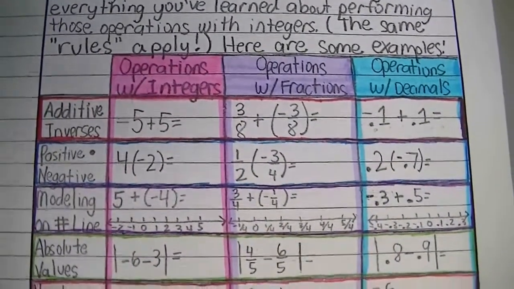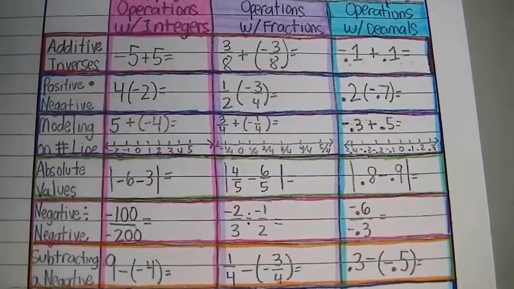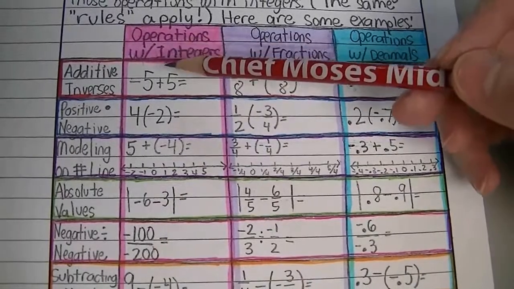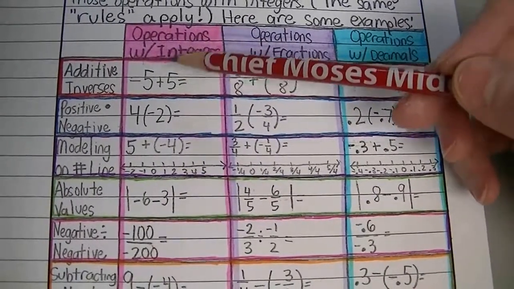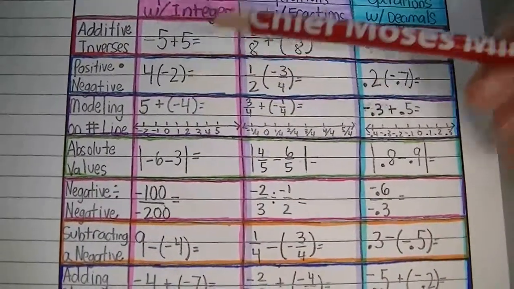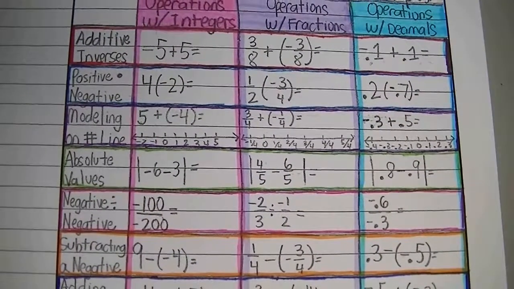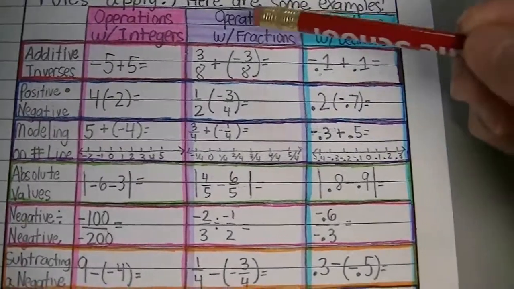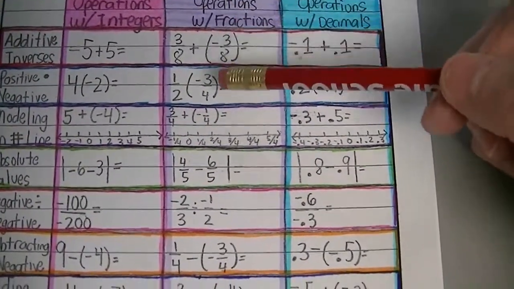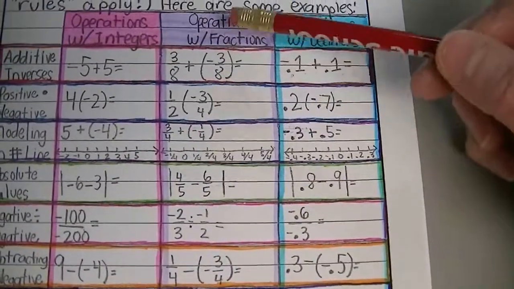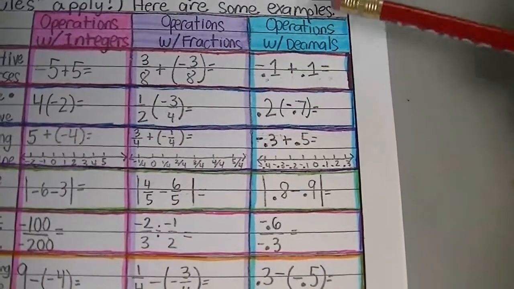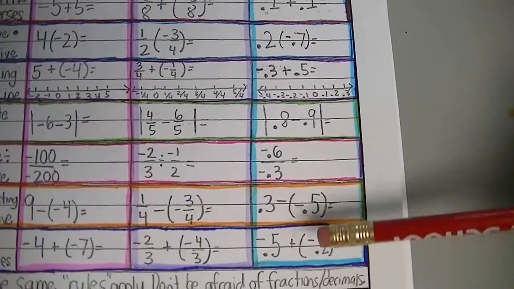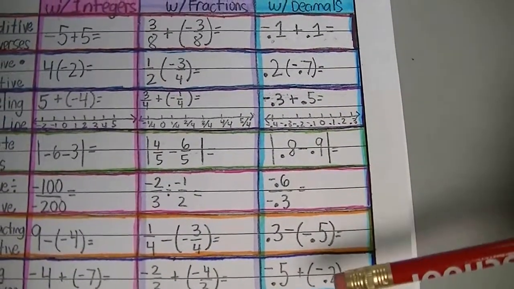Now I want to explain this chart here and how I've color-coded it. This first column right here, these are all operations, adding, subtracting, multiplying, dividing, with integers. Remember, an integer is any whole number and its opposite, and 0 is an integer too. The second column, you see that they're all operations having to do with fractions. And the third column has operations that all involve decimals, okay?